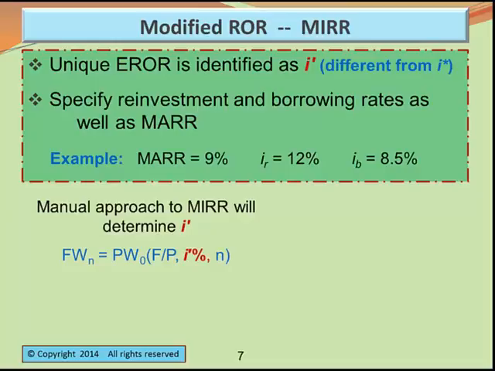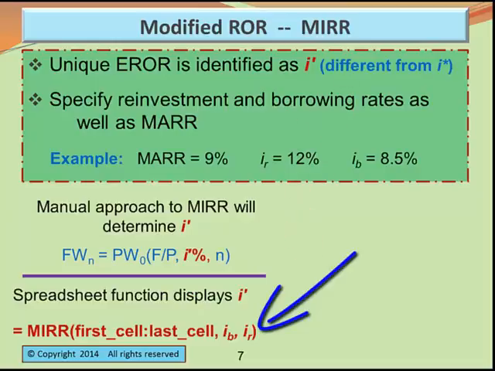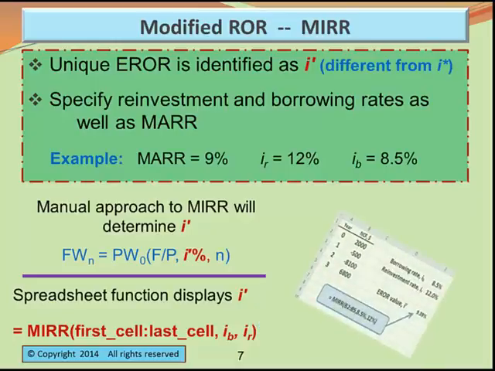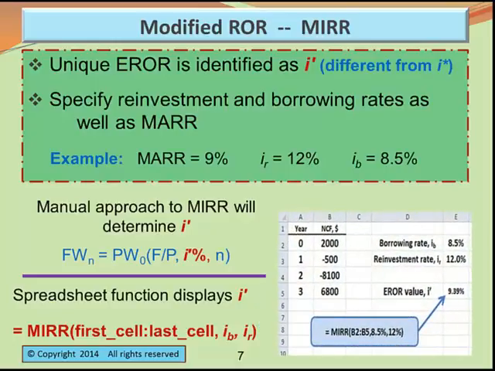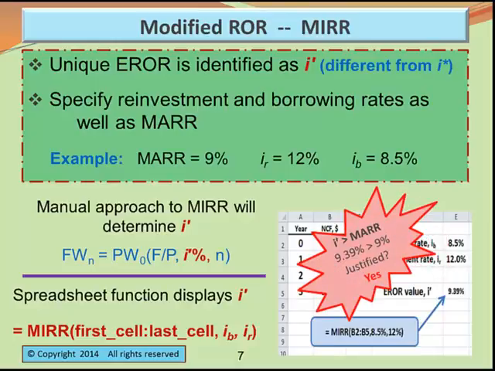Alternatively, the MIRR spreadsheet function displays i' directly using the same procedure. The format shown here operates on the cash flow series entered into contiguous cells. Here's an example of a 3-year project for which multiple i* values are indicated. Using the external rate for reinvestment, 12%, and borrowing, 8.5%, the MIRR function results in an i' of 9.39%. Now we will use this unique EROR value to make the economic decision. Since 9.39% is greater than 9%, though somewhat marginal, the project is justified.